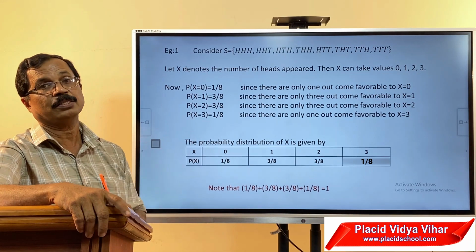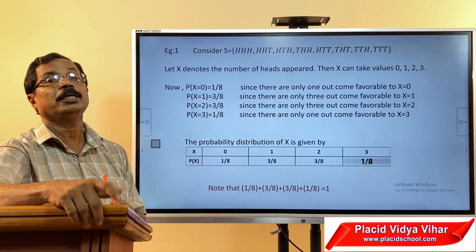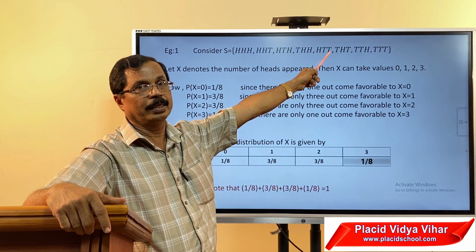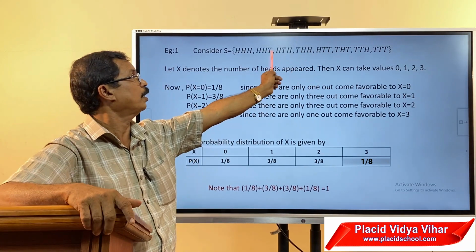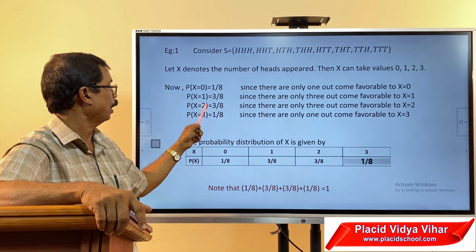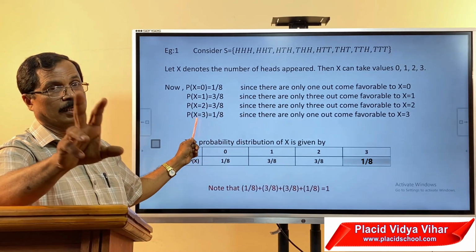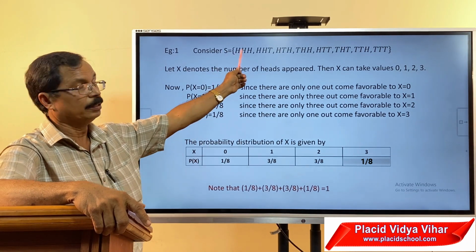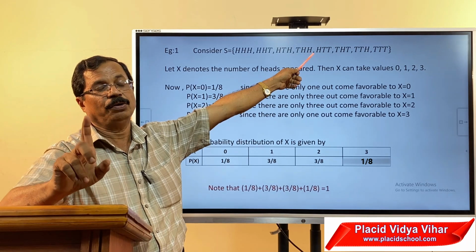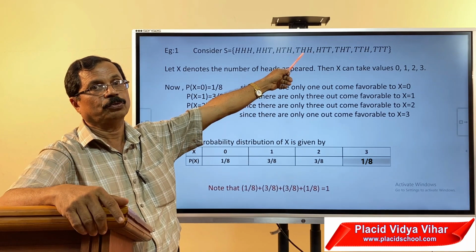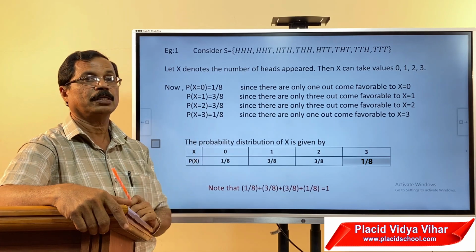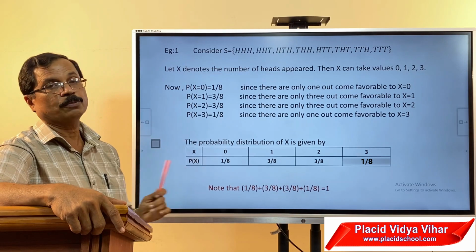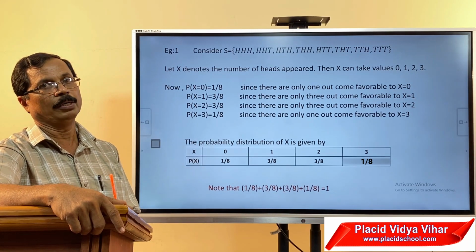In that case, that is probability of X is equal to 2, that means the number of heads is 2. How many outcomes are there favorable to 2 heads? You can see 3 outcomes. So the answer is 3 by 8. Then we come to the last one, that is the probability of 3 heads. How many 3-heads outcomes are there? You can see only 1 outcome favorable to it. So the probability of X is equal to 3 is 1 by 8. So this is the way of finding the respective probabilities of a random variable.